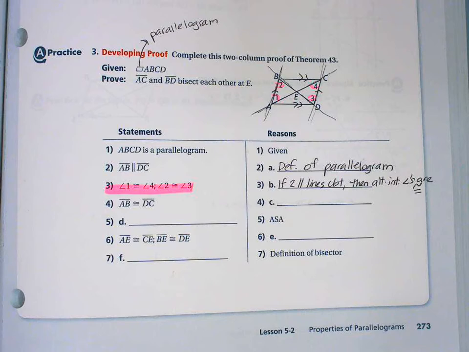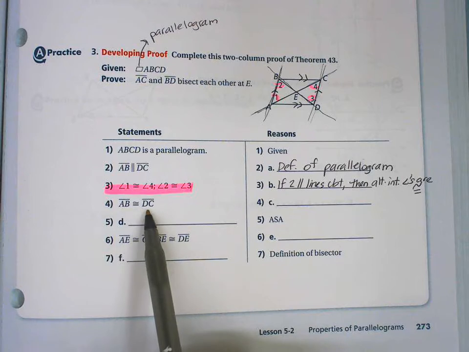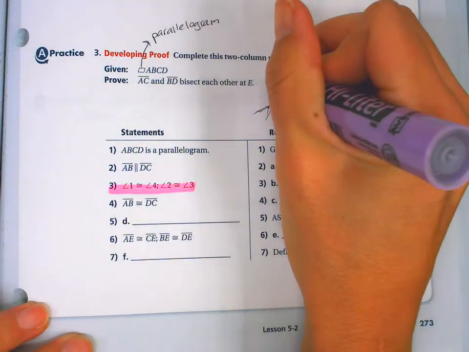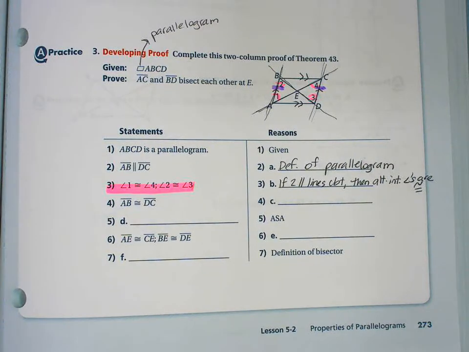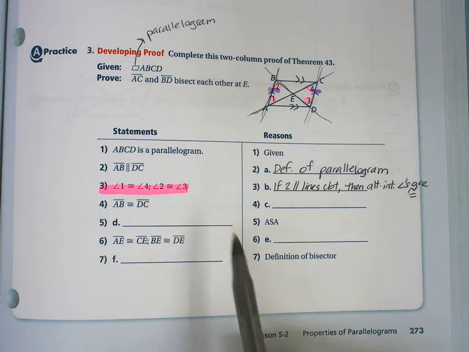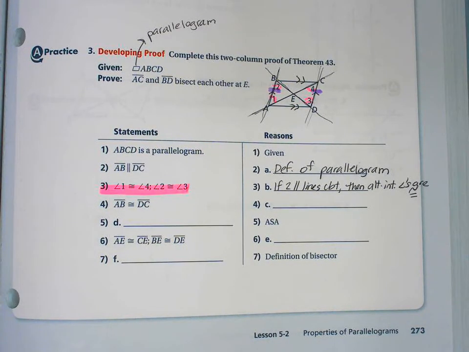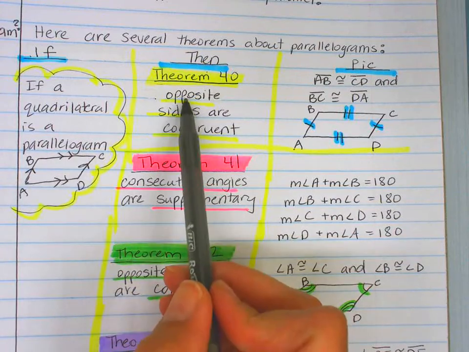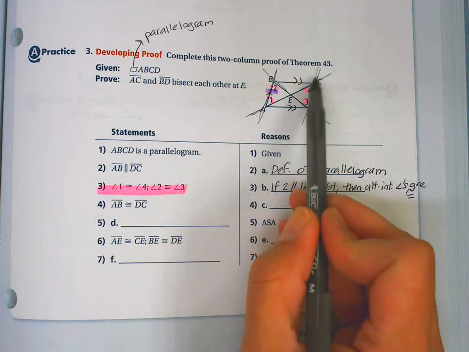All right, and then the next part is that segment AB is congruent to segment DC. So I'm going to grab a different color and mark that. So AB is right here. Now it's saying that those two sides are congruent. And the reason for those two sides being congruent, if we look back at the notes, would be theorem 40. So we can use theorem 40 as a reason. It's if a quadrilateral is a parallelogram, then opposite sides are congruent. So you can see that side AB and DC are opposite sides.